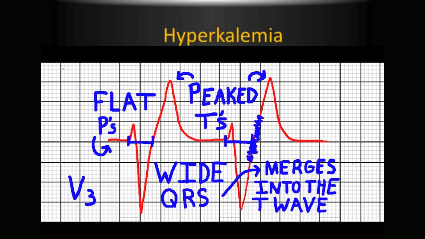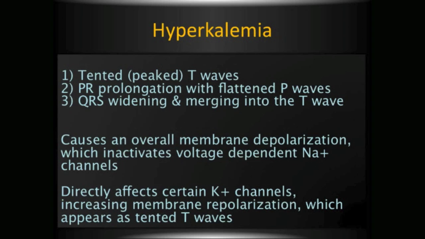Well, hyperkalemia causes an overall membrane depolarization which inactivates voltage-dependent sodium channels. The inactivation of these sodium channels leads to the prolonged PR interval with P wave flattening as well as the QRS widening. Now what about the peaked T waves?